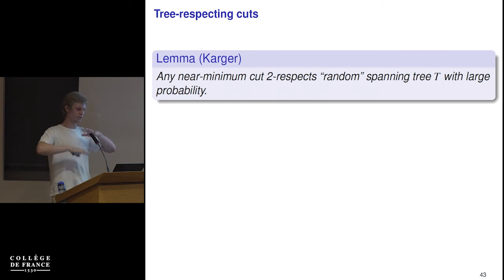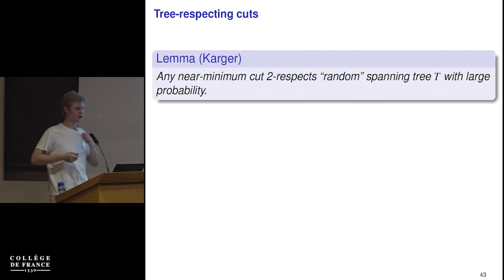Basically, what you're doing is you construct a packing of spanning trees, which is a concept I'm not going to go into the details of, and then you take a random spanning tree from that packing. But you can do this efficiently. And what Karger showed is that if you take a random spanning tree in that sense, then any near minimum cut will respect this spanning tree with large probability. Here, large probability means something like 1 over log n.